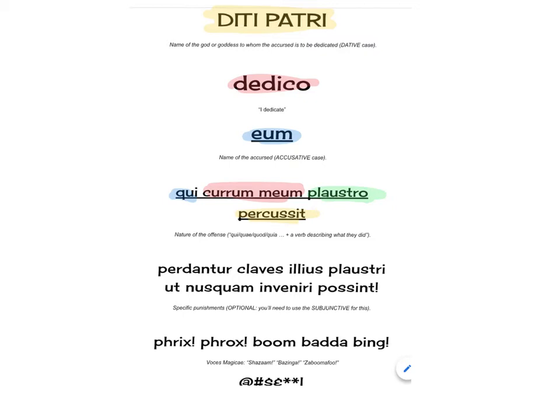And then specific punishments, perdantur claves illius plaustri. I want the keys of his truck or of that truck to be lost. Now, perdo means to lose, perdere. This is a subjunctive. Perdantur, let the keys be lost. Ut nusquam inveniri possint. This is grammar we're going to get to in just a couple of chapters, and maybe I'll return to this curse tablet when we do. So that they are able to be found nowhere. So I want him to lose his keys to his truck so that he can't find them anywhere.